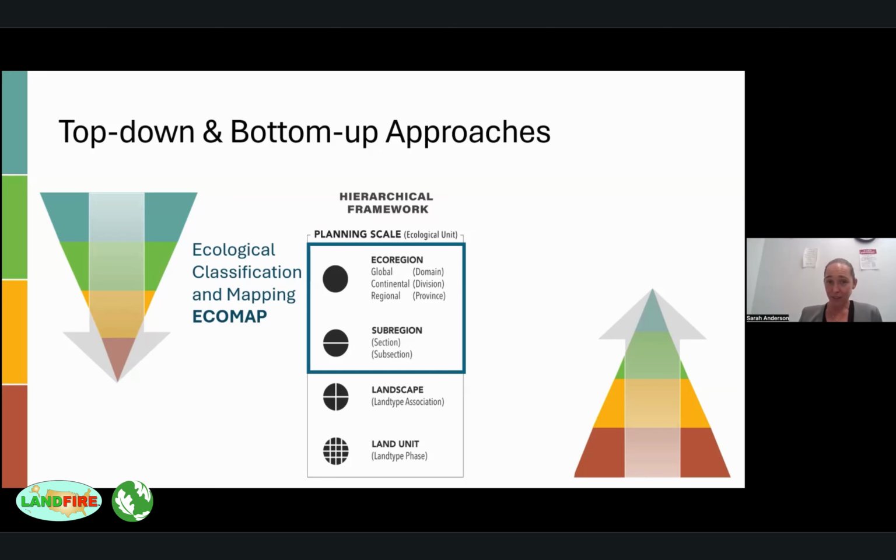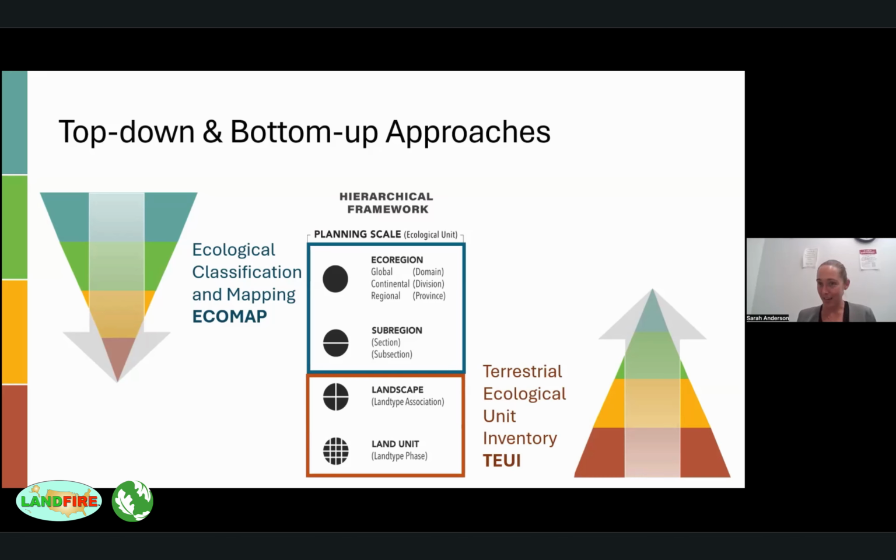The counter to it, though, because you can only take that down so far and really do it at a national scale, is the bottom-up mapping that we do as an agency. And that bottom-up approach, working at the finest scales and aggregating them together to work your way up to larger units, is our Terrestrial Ecological Unit Inventory, or TUI, as we refer to it. And it's really these approaches working in tandem that has allowed us as an agency to build out the hierarchy as much as we can and fill it in as much as we can.